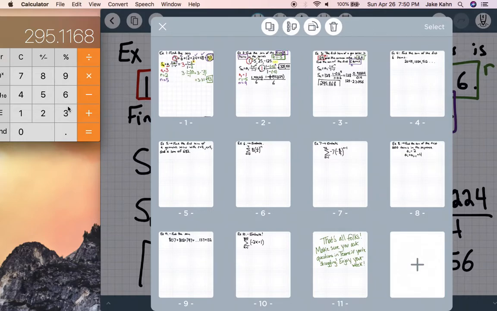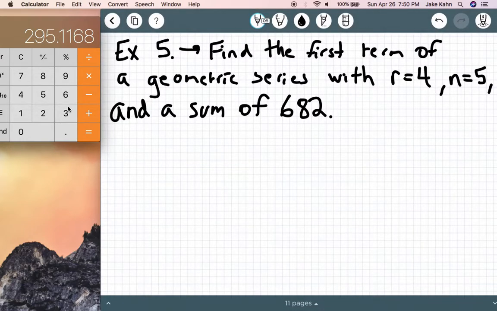All right. And this says example 5. We're skipping example 4 for right now because it was very, very similar to the one that I just did. This is a little bit different because you're actually finding something that's not the sum. You're actually finding the first term in this question. You are going to utilize the same equation, but you're just solving for something different.